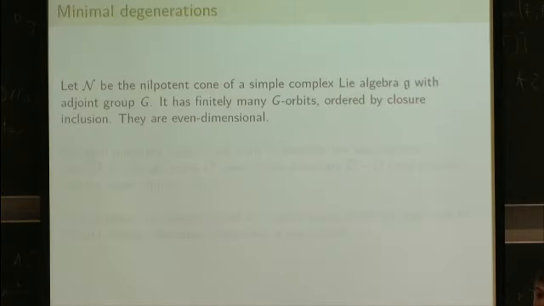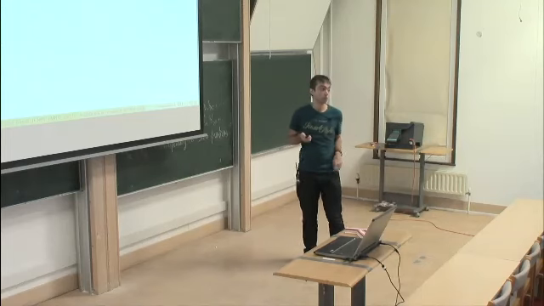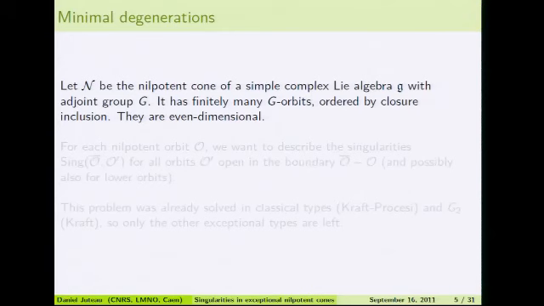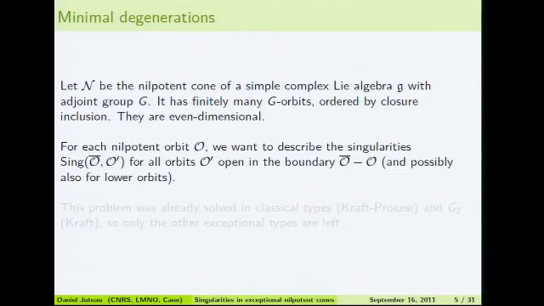So I will call N the nilpotent cone in a simple complex Lie algebra, so I work over the complex numbers. And we call G the adjoint group. So there are finitely many nilpotent orbits. They are ordered, as I said before. They are all even dimensional. And so, as I said before, we want to describe the generic singularities and possibly even deeper singularities.